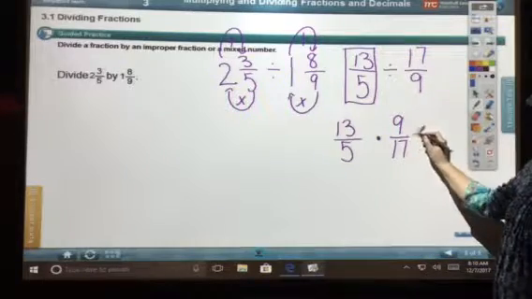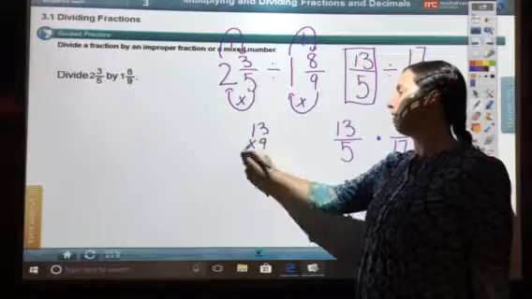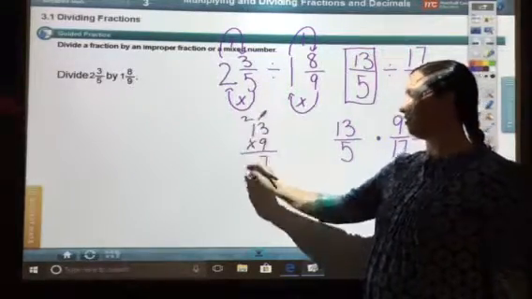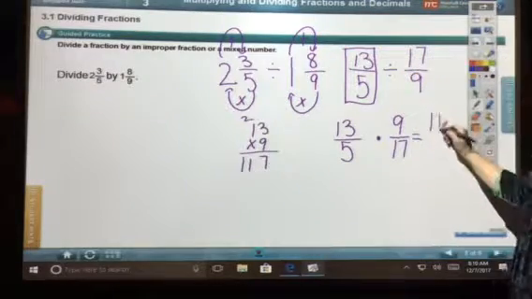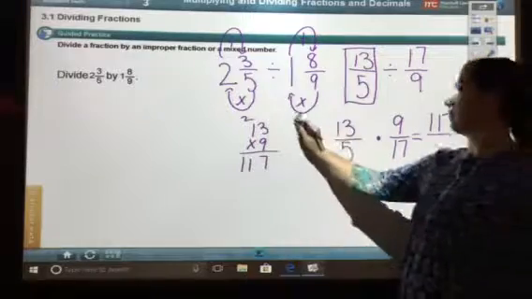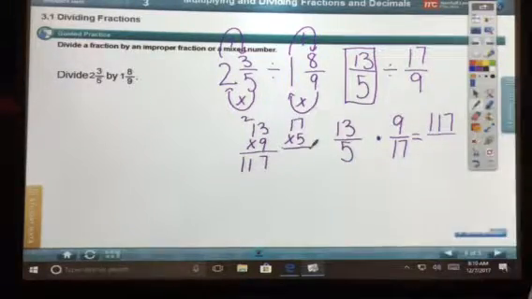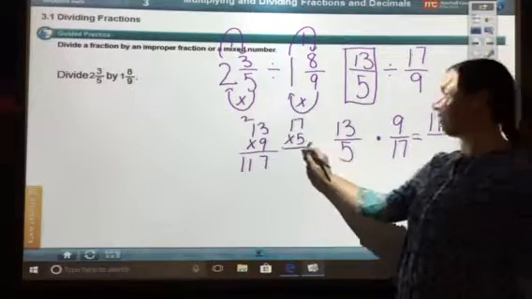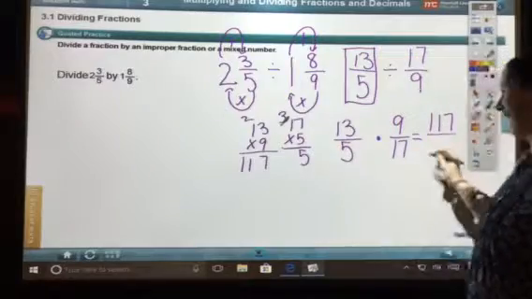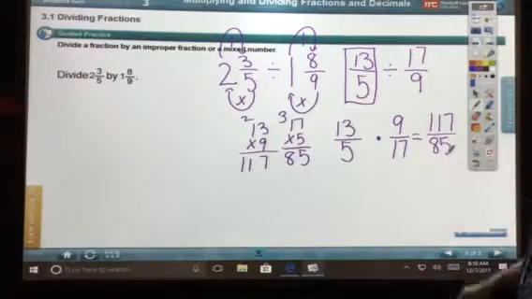So I'm ready to multiply straight across. So 13 times 9. 9 times 3 is 27. 9 times 1 is 9 plus 2 is 11. So I get 117. When I look at my denominator, I'm going to take 17 times 5. 7 times 5 is 35. 5 times 1 is 5, plus 3 is 8. So I have 117 over 85.